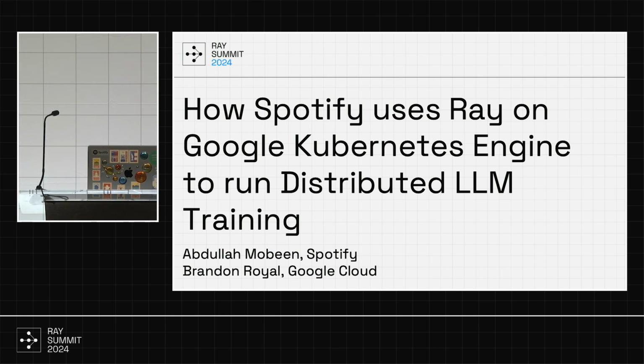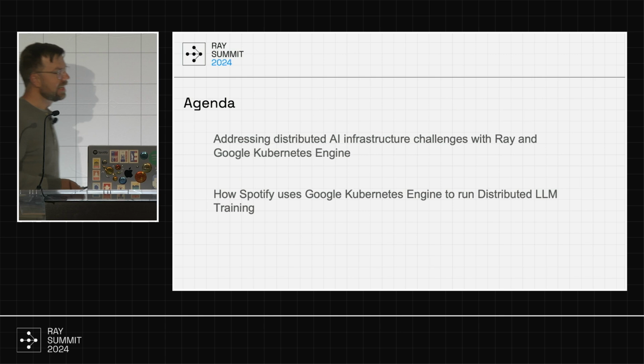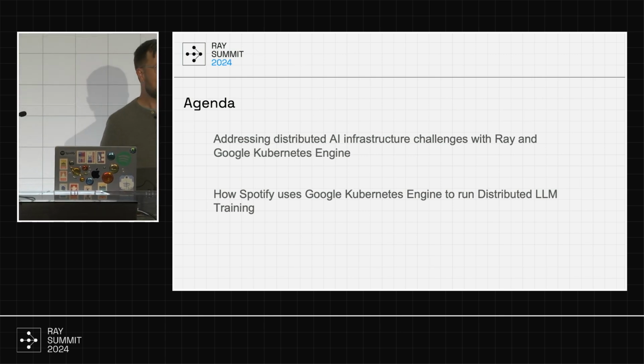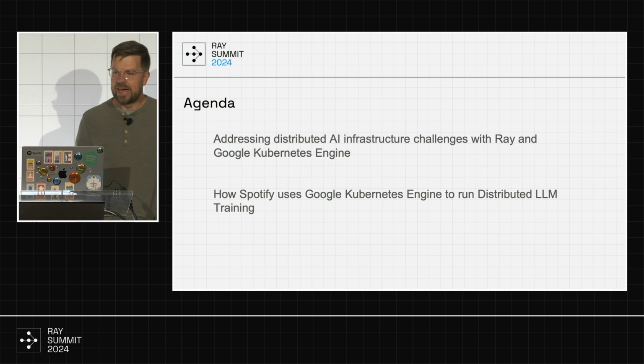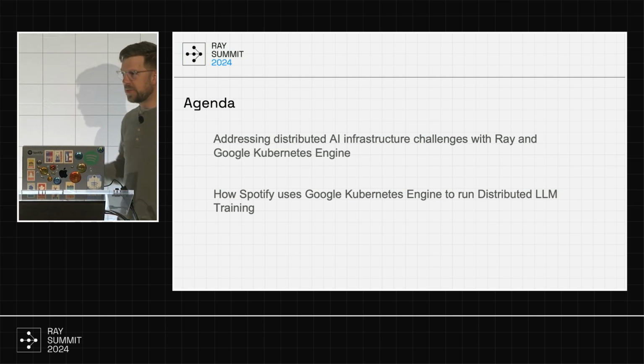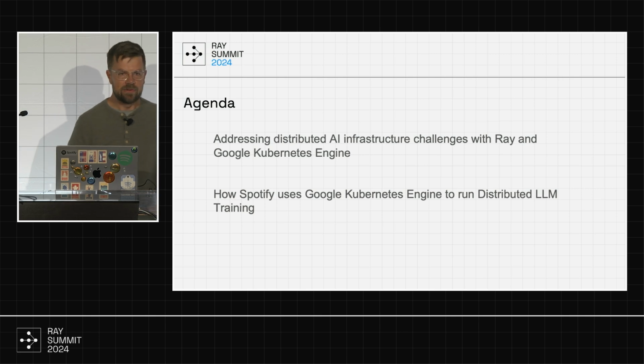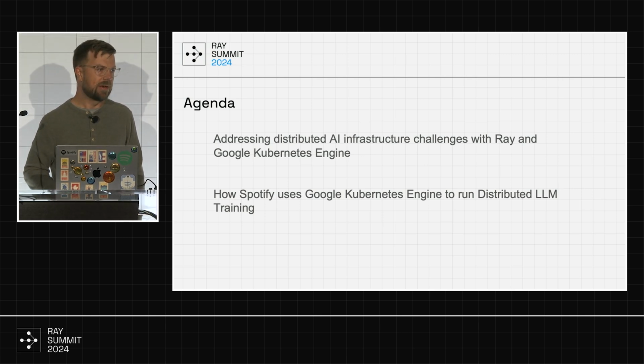Excellent. Thank you, Abdullah. And thank you, everyone, for being here. As Abdullah mentioned, my name is Brandon Royal. I am a product manager on the GKE team focused on AI/ML workloads. So really pleased to be here with the Spotify team, sharing some insights around building large distributed platforms using Ray and Google Kubernetes Engine together.